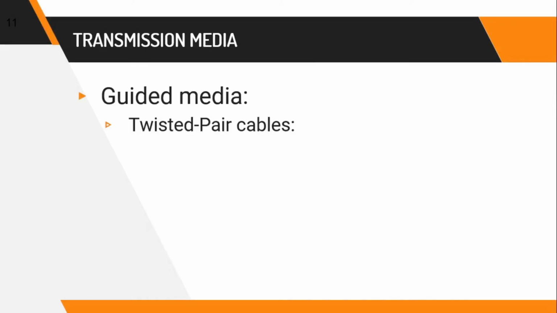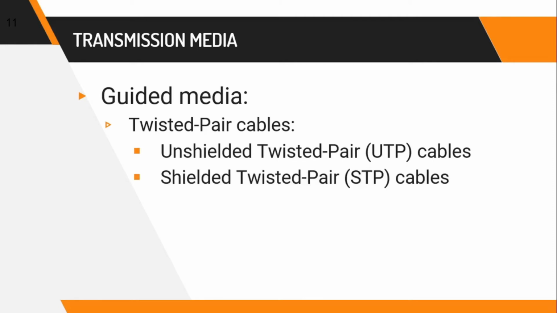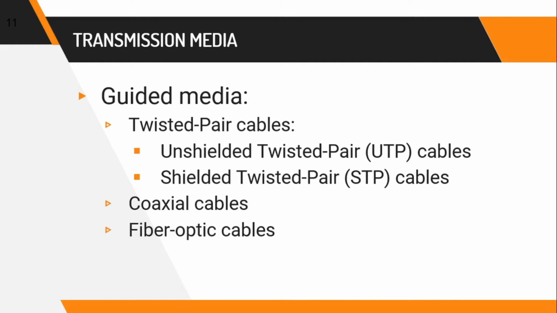So for guided media, we have twisted pair cables. For example, we have unshielded twisted pair or UTP cables, and we also have shielded twisted pair or STP cables. We also have coaxial cables and fiber optic cables.